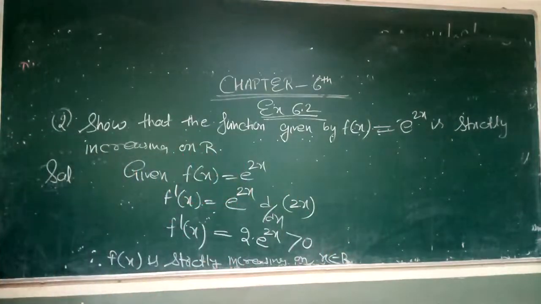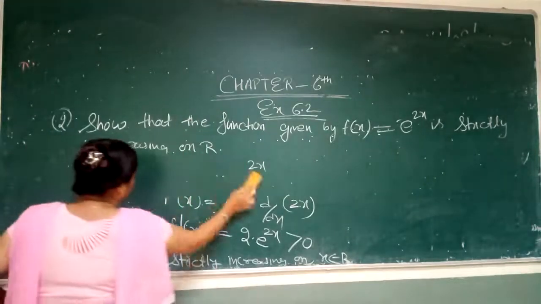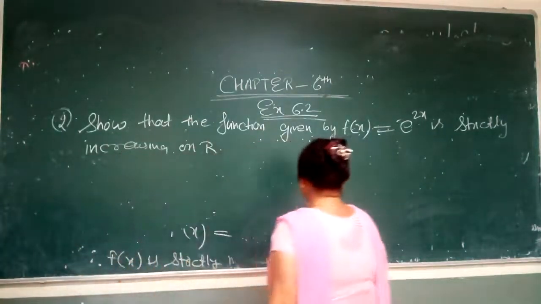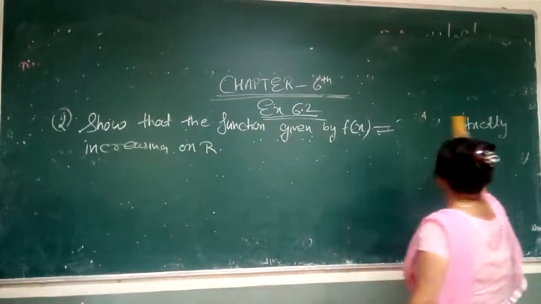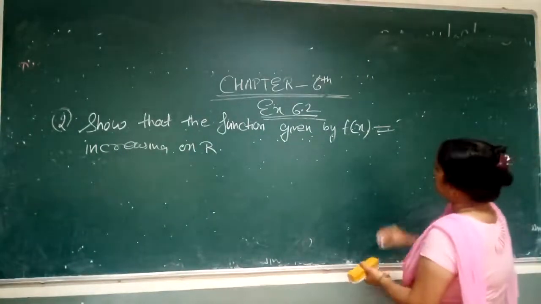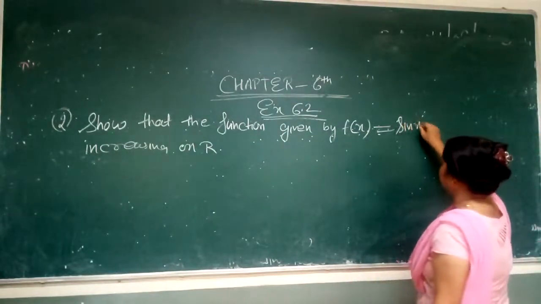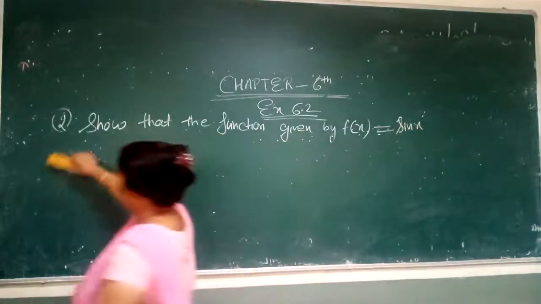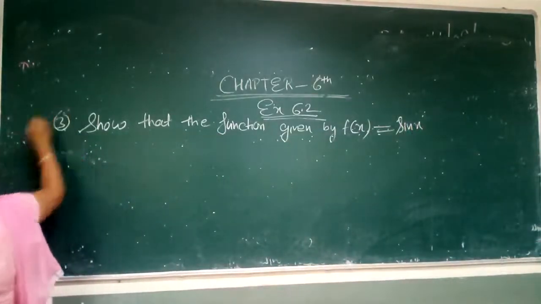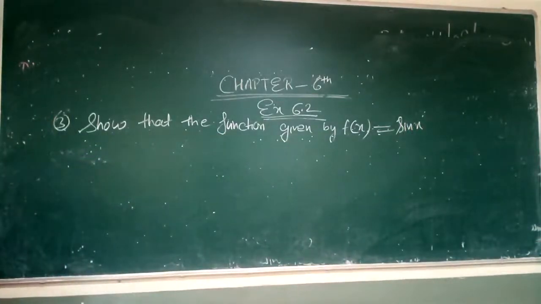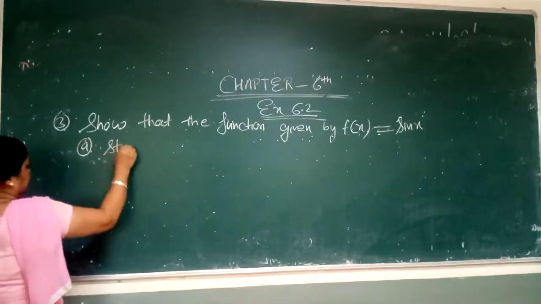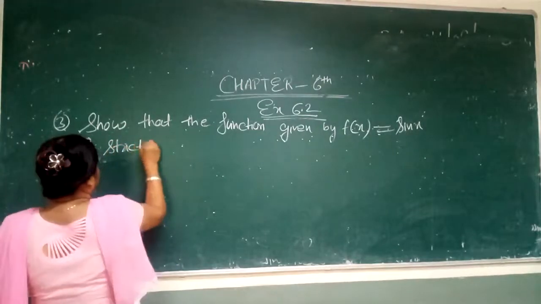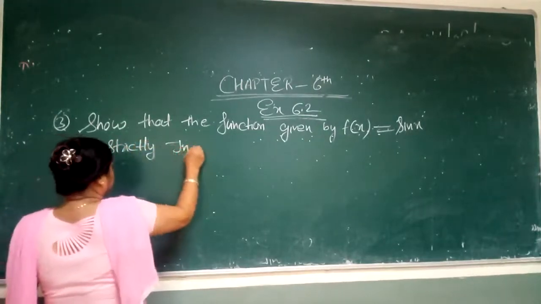Now after this question, the third question is: show that the function f(x) equal to sin x is strictly increasing in the first part, in the closed interval 0 to pi by 2.